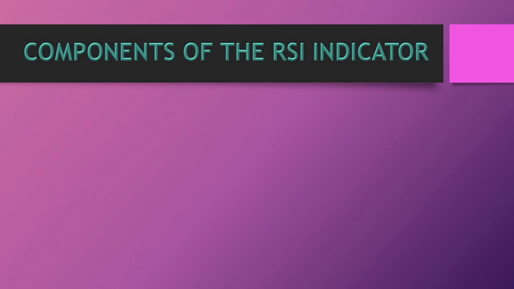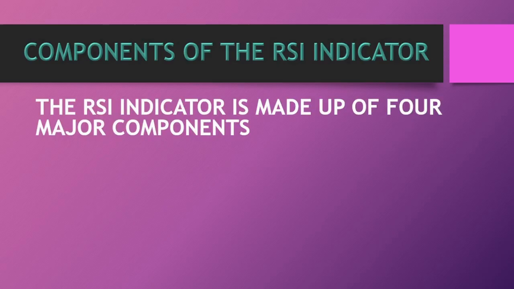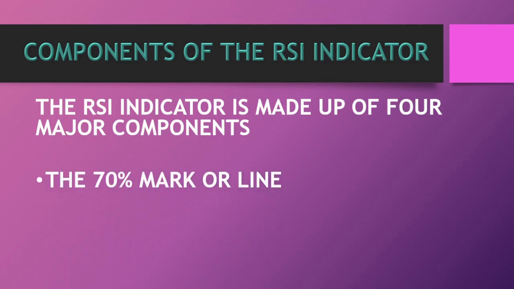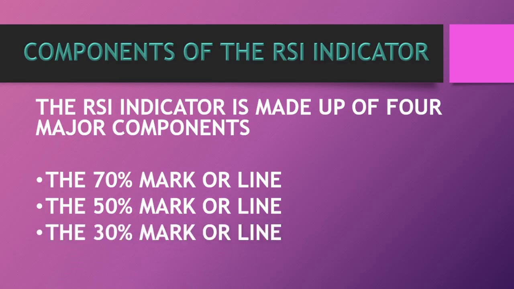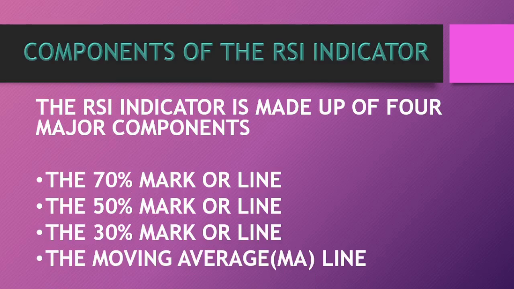Components of the RSI indicator. The RSI indicator is made up of 4 major components, which includes the 70% mark or line, the 50% mark or line, the 30% mark or line, and the moving average line indicator.